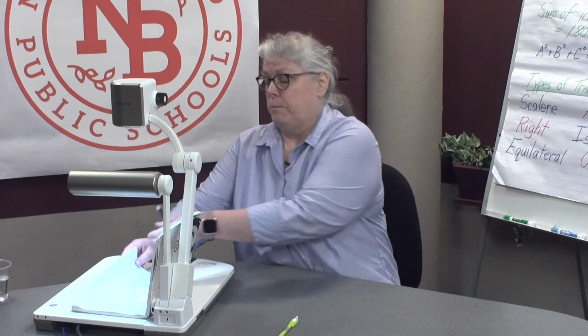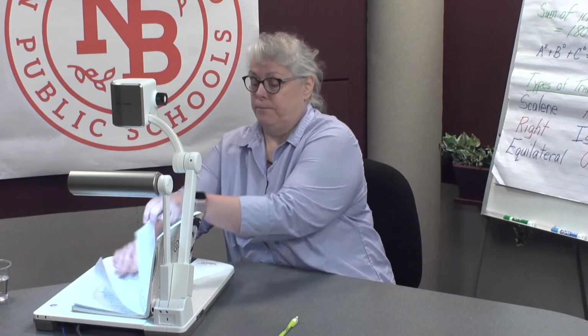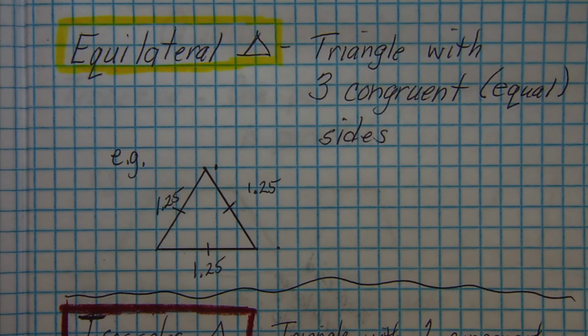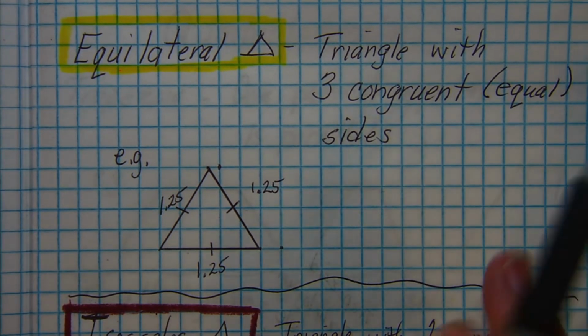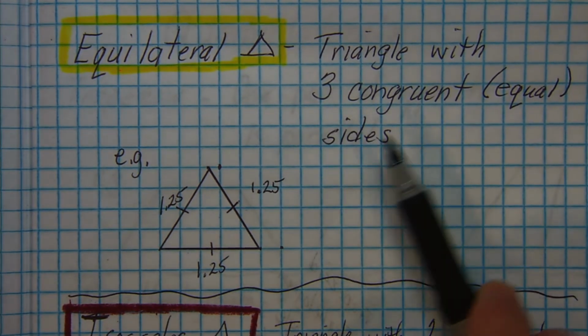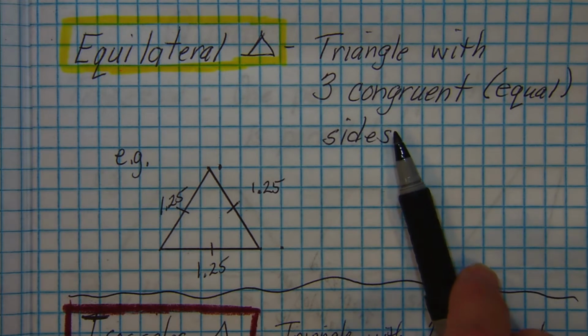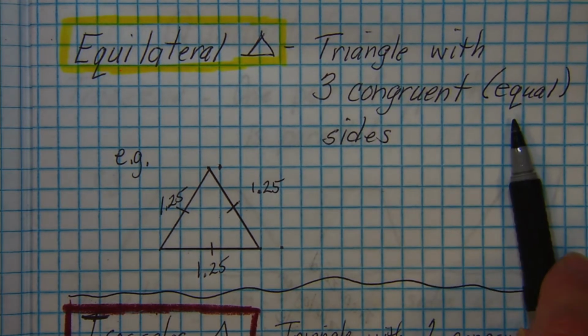Now we have some triangles that are described by their sides. The easiest one, the one probably most familiar to all of you, no matter what grade, K through 12, is the first one we're going to talk about, and that is the equilateral triangle. An equilateral triangle is a triangle that has 3 congruent sides. Now, congruent means exactly the same, almost like twins that you can't tell apart. 3 congruent or equal sides.